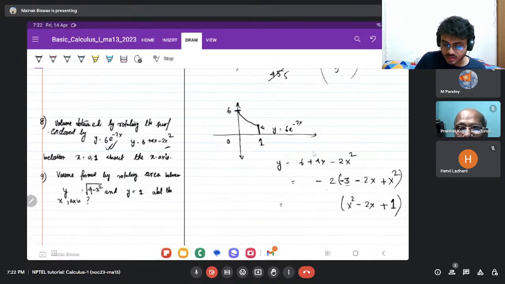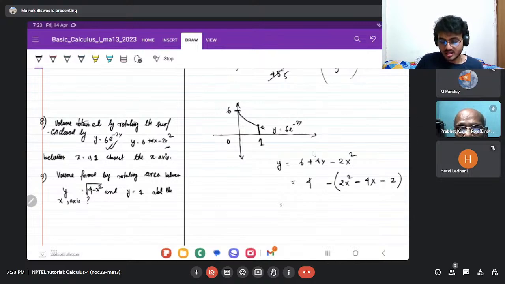So let's write it this way. Forget this. If I write it as negative of 2x squared, minus of 4x, minus of 2, I'll be left with 4. This becomes 4 minus 2 into x minus 1 squared. Do you agree? Or no? Is it right? Yes, sir, it's correct.